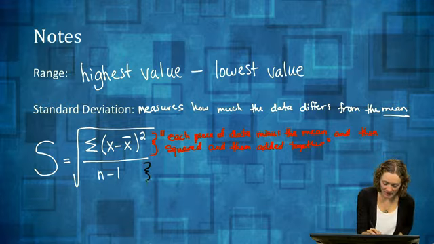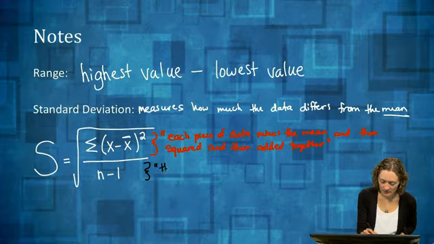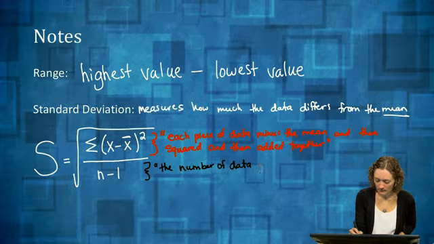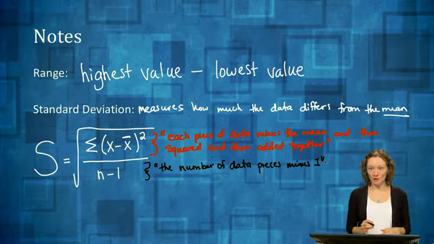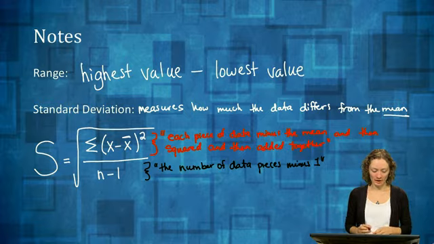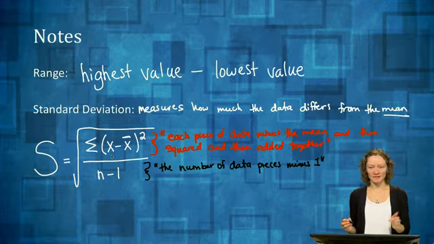The denominator, simply n minus 1. This is the number of data pieces minus 1. That's it. So you'll know how many data points you have. Subtract 1 from it, you have your denominator. Those two numbers are under the radical, so you'll do the division, take the square root. You can do that at the same time in the calculator.